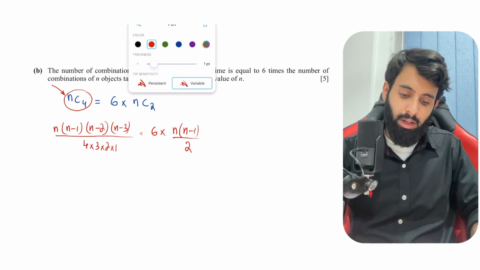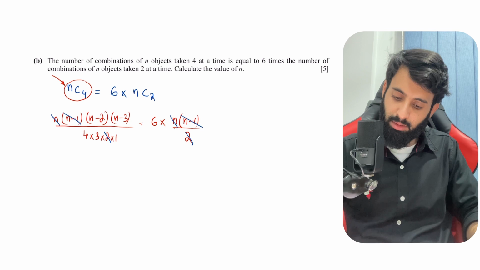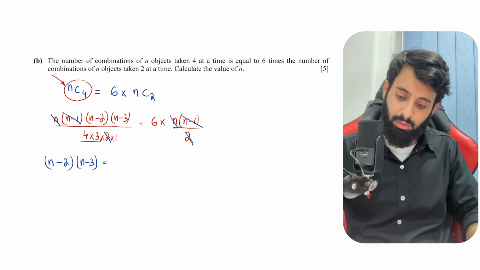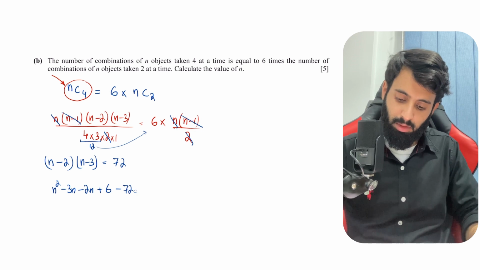Now it's a matter of simplifying this, for which we'll first cancel out as much as we can. So n cancels out with n, and n minus 1 cancels out with n minus 1. I don't think there's anything else we can cancel out. So we'll just cross multiply now. n minus 2 times n minus 3, which we'll expand in the next step, is equal to 4 times 3, that's 12, and 12 times 6 is 72. So n squared minus 3n minus 2n plus 6 minus 72 equals 0.